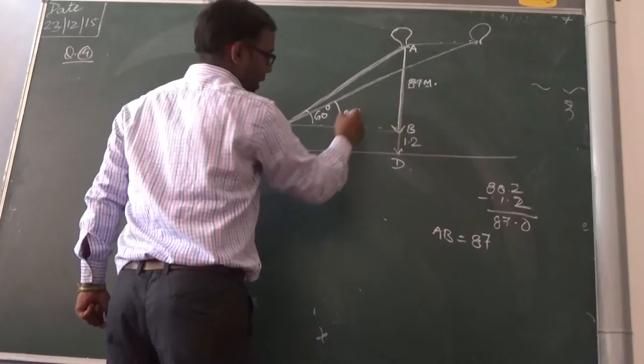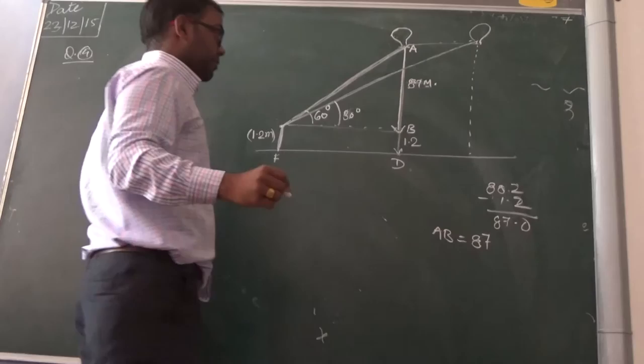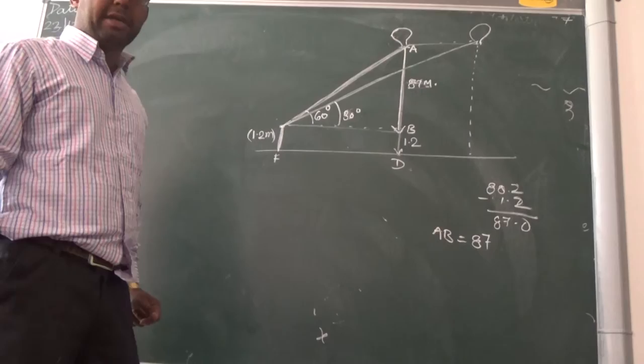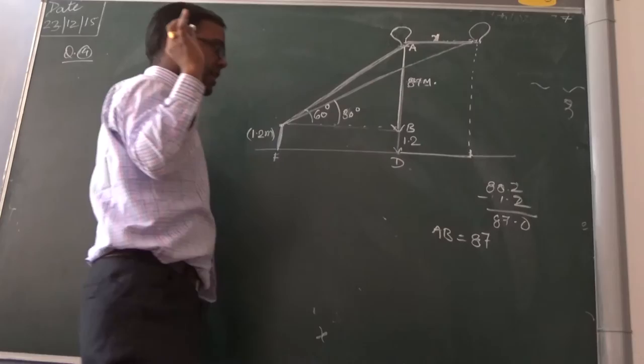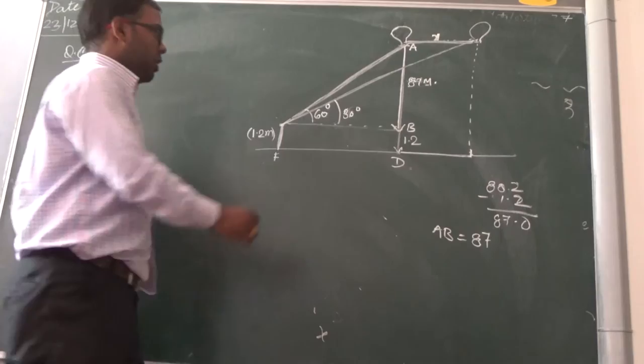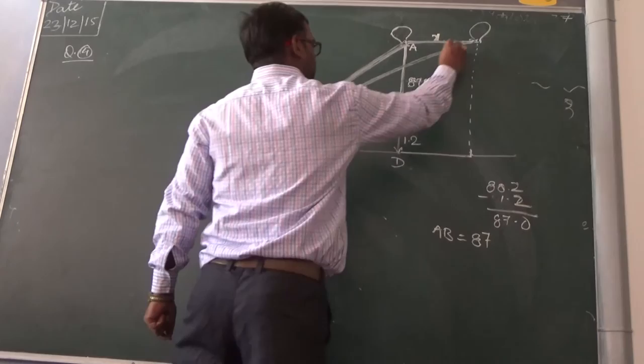Now find the distance travelled by the balloon during the interval. This much distance, say it is x. You need to find this distance. It is x, so obviously this will also be x. Fine, now we have to start this question. Now we have two triangles, one is this triangle and the second is this triangle. Just join it. We have joined.